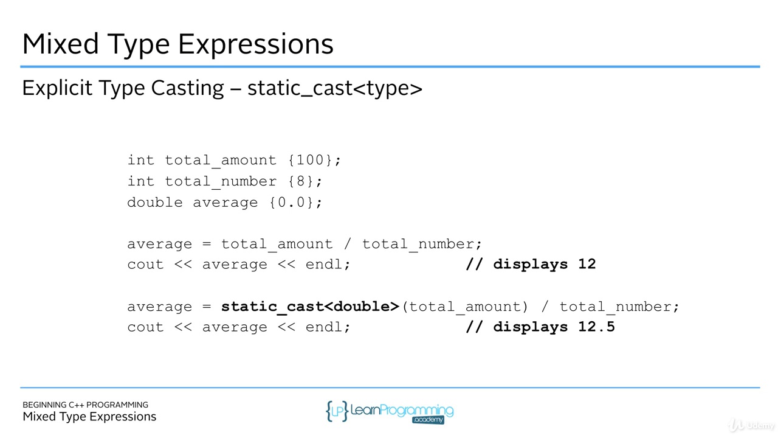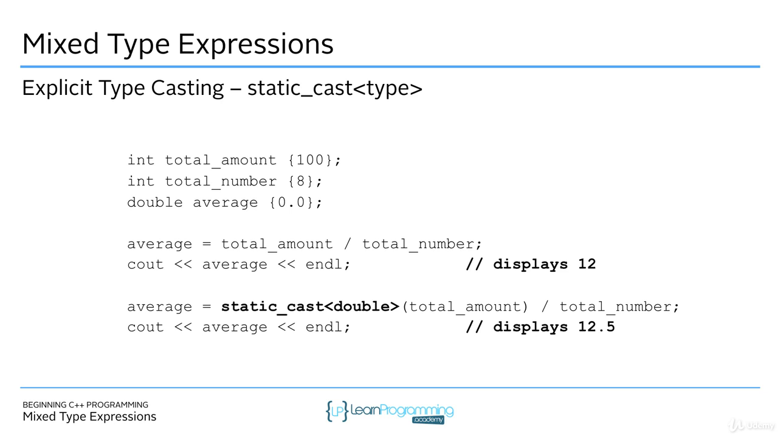We could change the type of total amount to double, but we're modeling a running total of integers, so an integer type is more appropriate. The solution is for us to tell the compiler to cast or perform a coercion of total amount from integer to double. The syntax is to use static_cast, followed by the type we want to convert to in angle brackets, and then the variable name in parentheses.